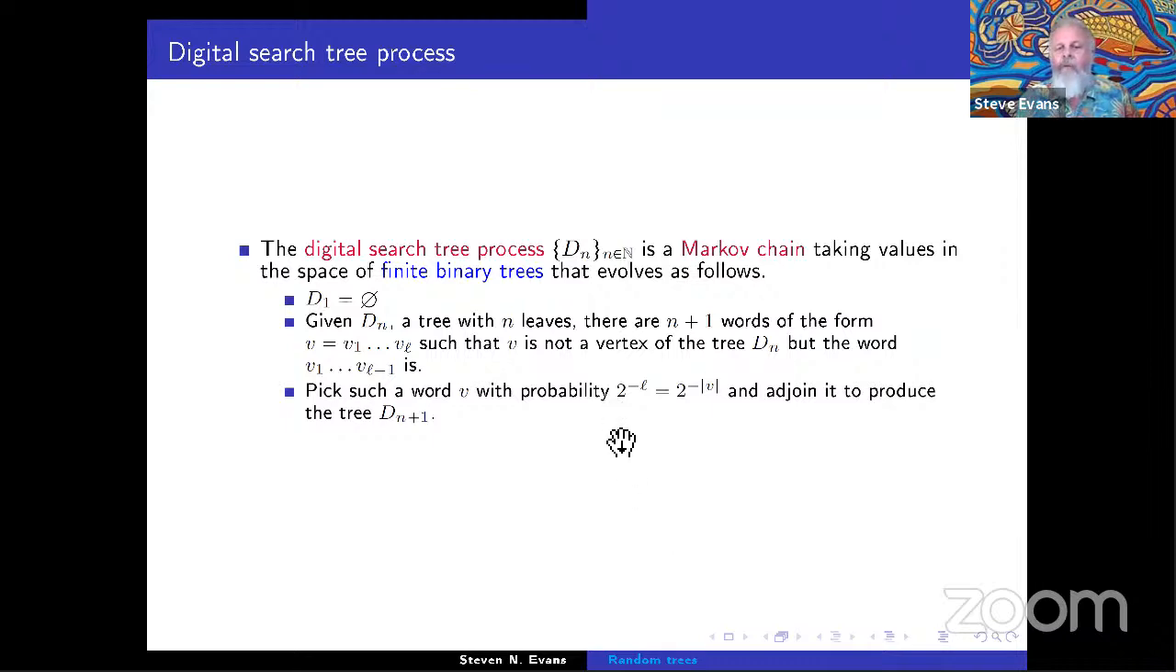And the way that you extend the tree is to pick such a one with a probability according to its length. So if a potential neighboring word is a word of length L, you pick it with probability 2 to the minus L. We'll use this notation here for the length of a word, the absolute value of V, and adjoin it to produce the tree Dn plus 1.